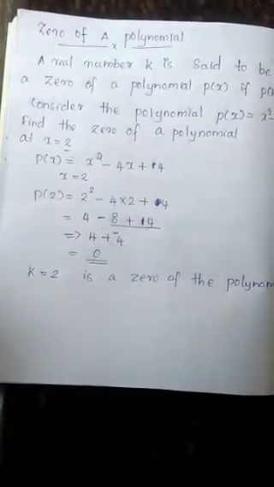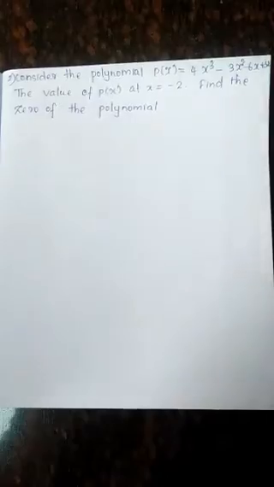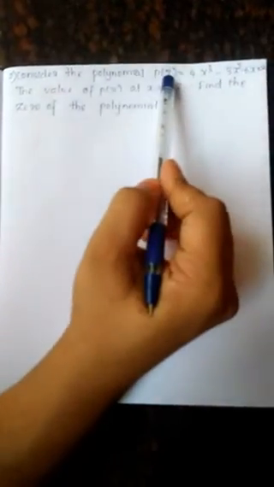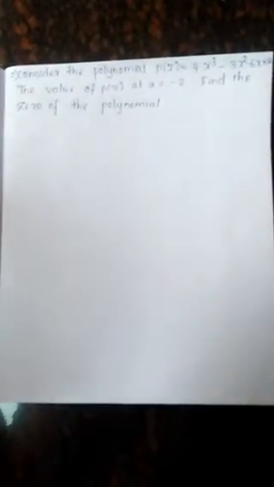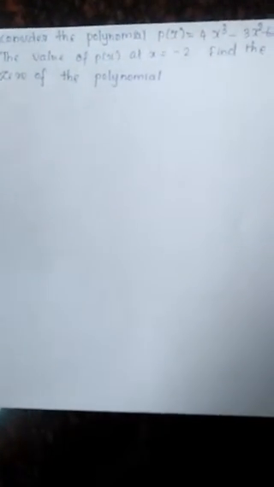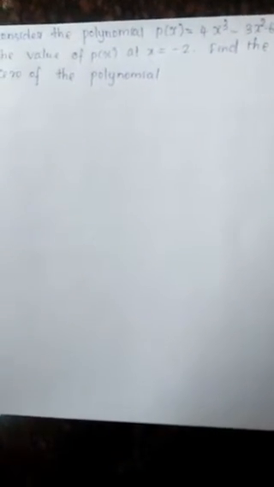For the same concept, I will give you another question. The next question is, consider the polynomial p of x equal to 4x cube minus 3x square minus 6x plus 32. Find the value of p of x at x is equal to minus 2, and find whether it is a zero of the polynomial. Before continuing this video, just pause for a minute and try to answer this question by yourself. After that, verify your answer with the continuation.